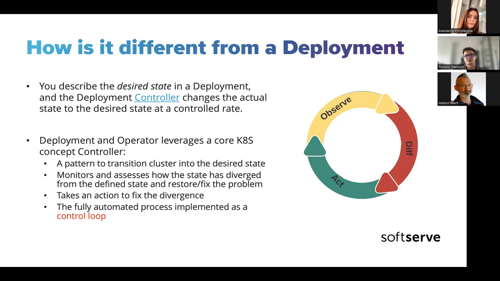So it observes the state all the time. It makes a difference between the current state and the desired state. If something is wrong, if there is a difference between those two states, then it acts and fixes the problem. This is how control loop works. This is how deployment works. And this is how Kubernetes operator works.